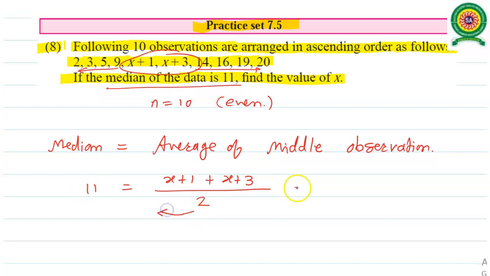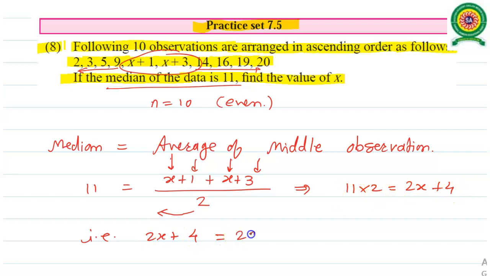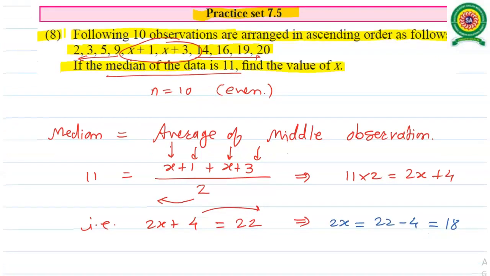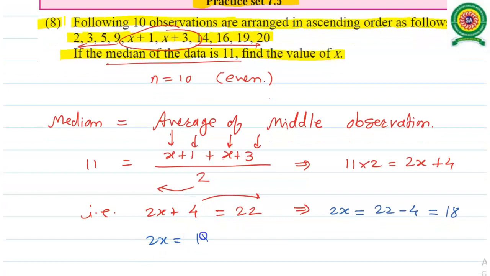So once we shift the 2, we get 11 into 2 equals x plus x, which becomes 2x, and 1 plus 3 becomes 4. So we get a linear equation in one variable. We can interchange the LHS and RHS and write it as 2x plus 4 equals 11 twos, which is 22. Once we shift the 4 from LHS to RHS, plus 4 becomes minus 4. 22 minus 4 is 18. So the value of 2x is equal to 18.